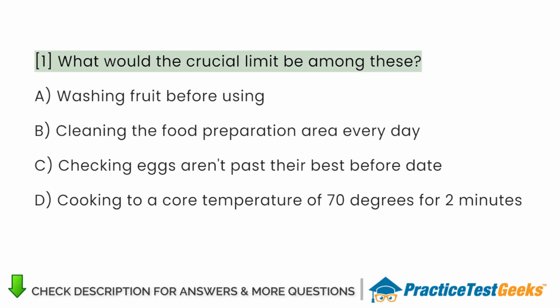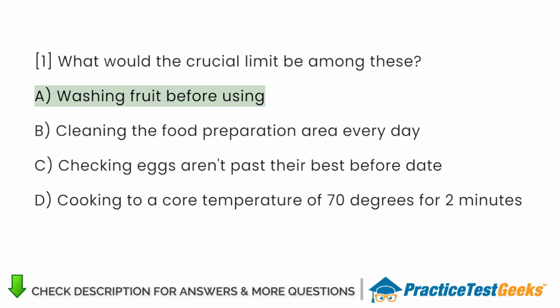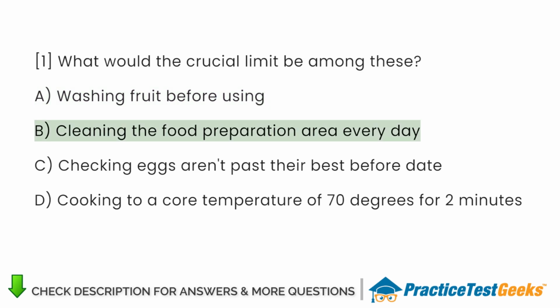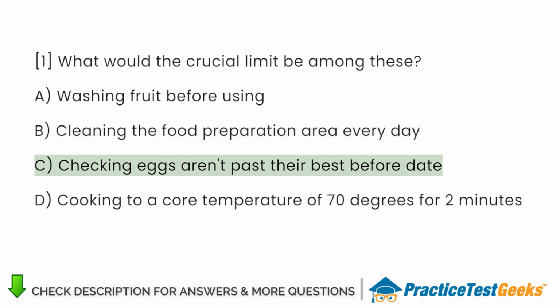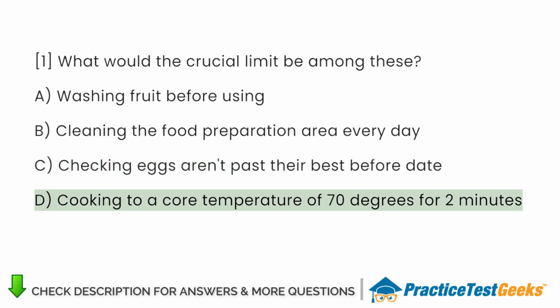What would the crucial limit be among these? A. Washing fruit before using. B. Cleaning the food preparation area every day. C. Checking eggs aren't past their best before date. D. Cooking to a core temperature of 70 degrees for 2 minutes.